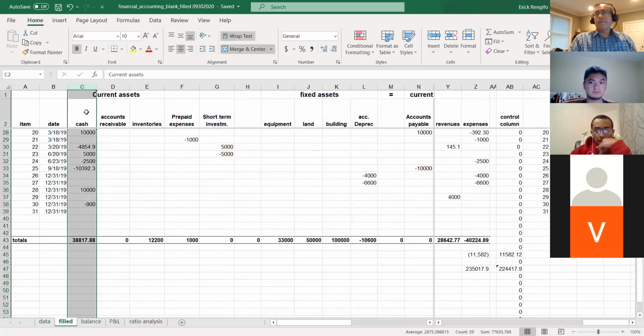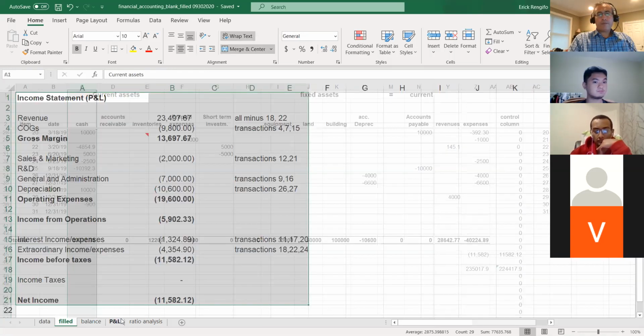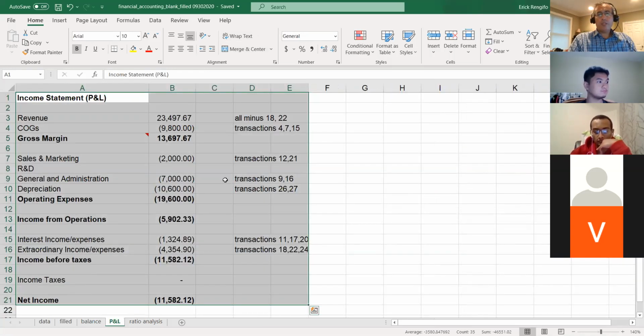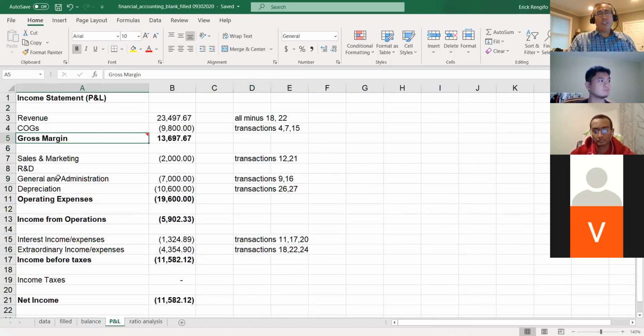Professor, for the P&L, should we remember which transactions we should be looking at to calculate for the midterm? You don't need to remember anything. I will give you these ones here. Do you remember how we started this one here?